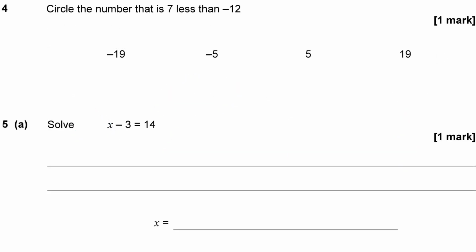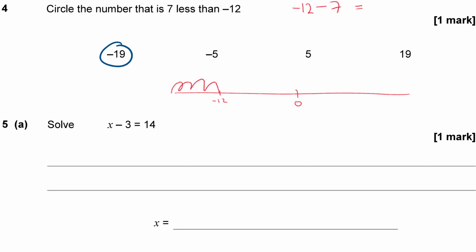Question 4. Circle the number that is 7 less than -12. So that is -12, subtract another 7. So if you're at -12 on the number line, so here's 0, here's -12, somewhere down here, then subtracting is going further down the number line, isn't it? So if I go 7 jumps further down the number line, I'm going to end up at negative 19. That one.